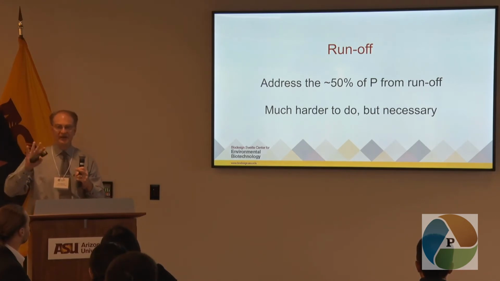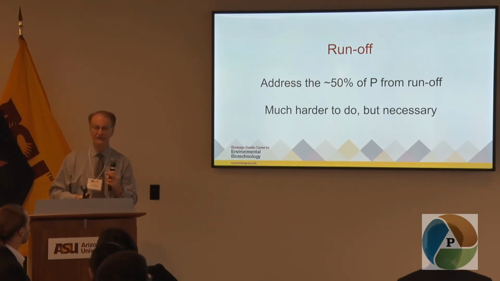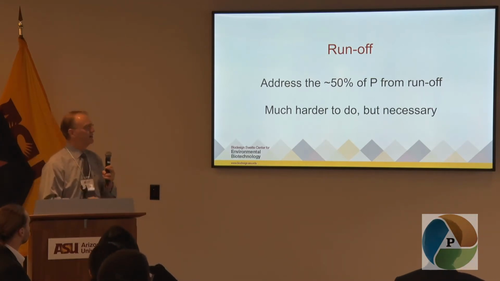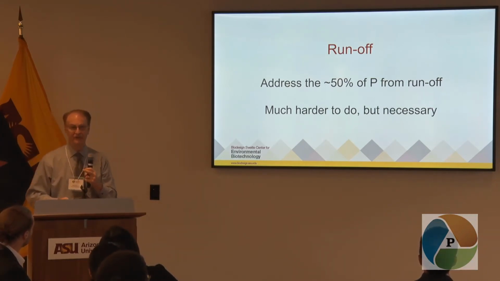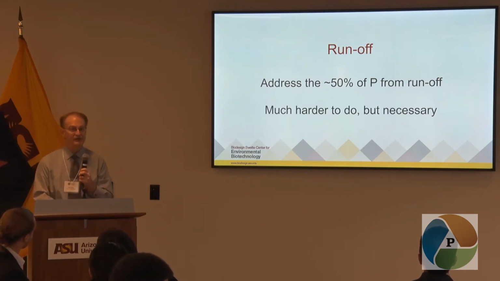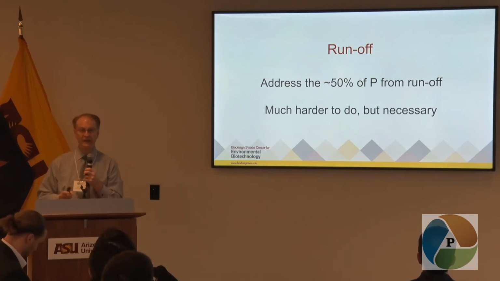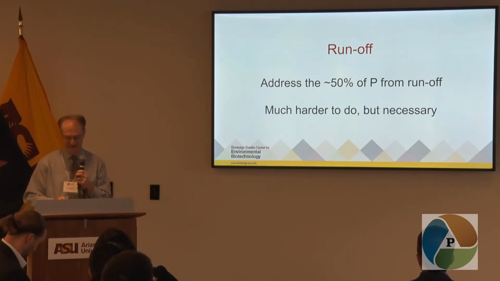Now, the other roughly 50% of the phosphorus flow that gets lost to the environment is basically off the fields, runoff from the agricultural field. So it's roughly 50%. This one is much harder to deal with. It's a much harder nut to crack than dealing with the organic wastes.